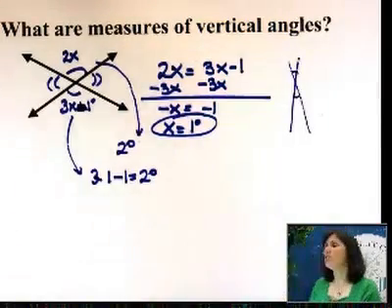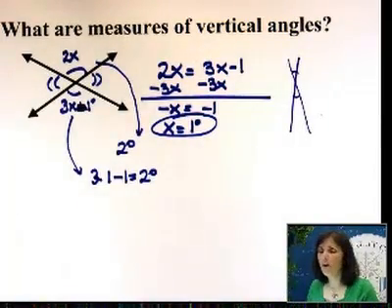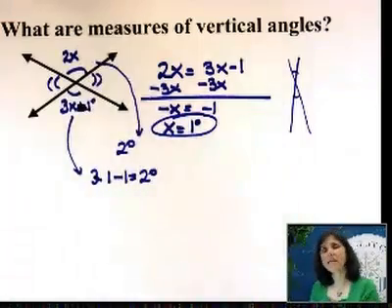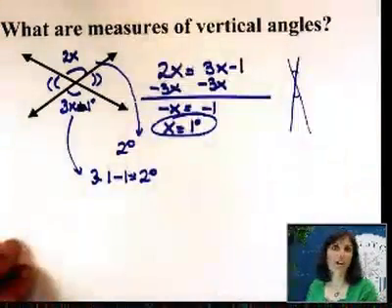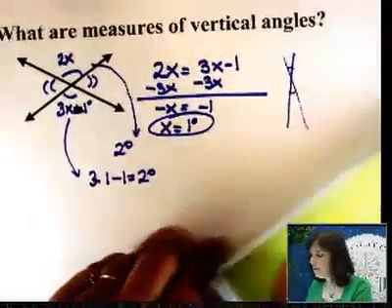Okay, but I just threw in those numbers so that you know. So you just set them equal and solve for x and plug it back in and make sure that they are the same because they are vertical angles. That's one type of geometry question you have.